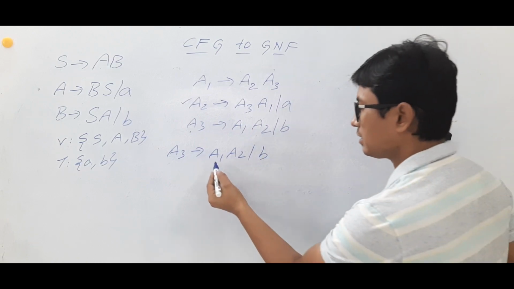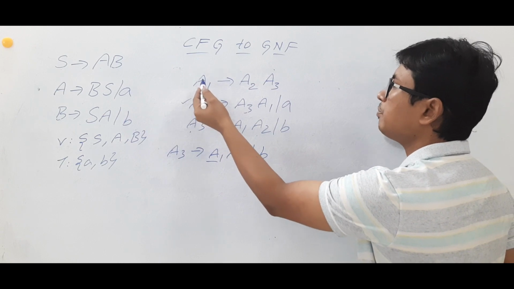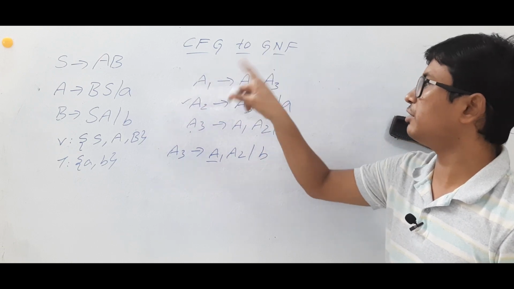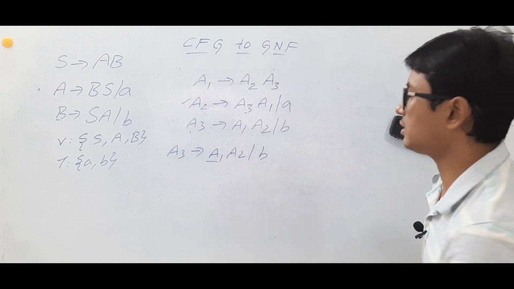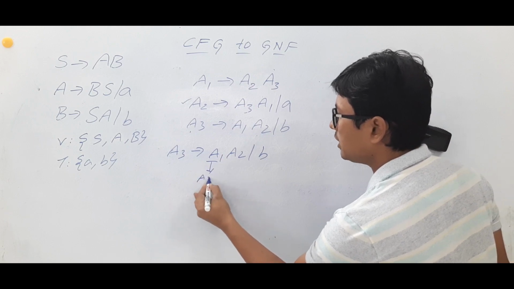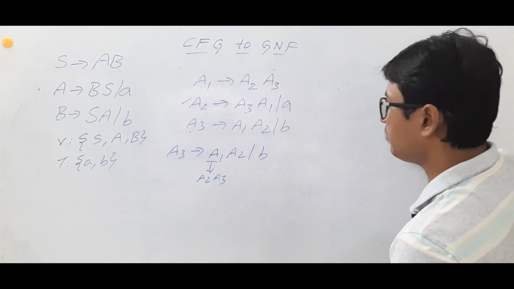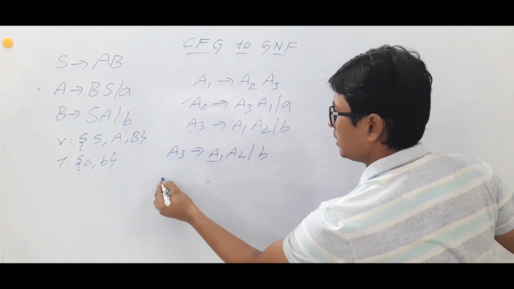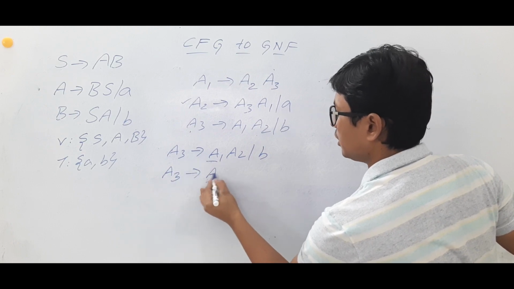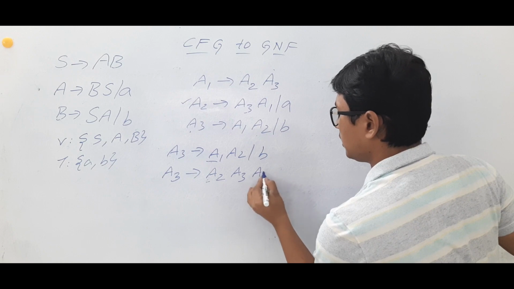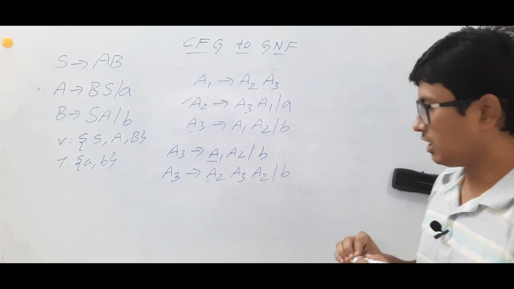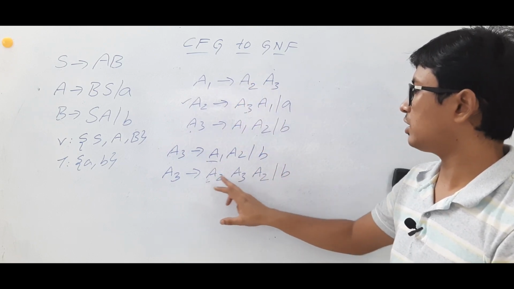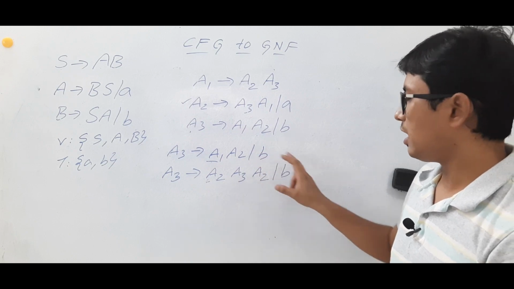In place of A1, I will keep whatever the productions are for the A1 variable. A1 is a variable, so take the productions of A1. What is there? A1 is determining A2, A3. So in place of A1, I can keep A2, A3. Am I right or wrong? If I keep it, what will I get? A3 determines A2, A3 and then A2 by B. See, in place of A1, I just kept A2, A3, so I got A2, A3, already A2 is there and B is there.